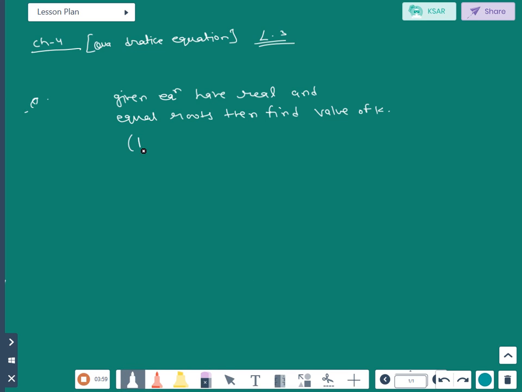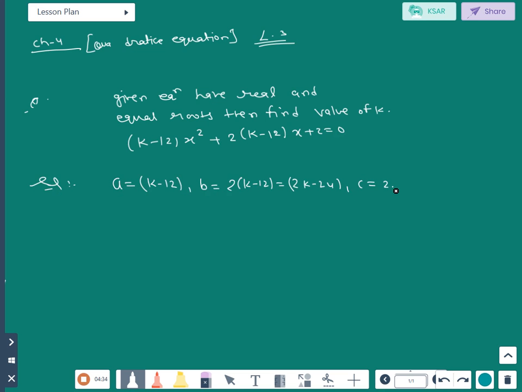The question is: k minus 12 x square plus 2k minus 12 x plus 2 is equal to 0. And the question: find the value of k for which the given quadratic equation has real and equal roots. Same as before, we will find out the values: a is k minus 12, b is 2k minus 12, that is 2k minus 24, and the value of c is 2.